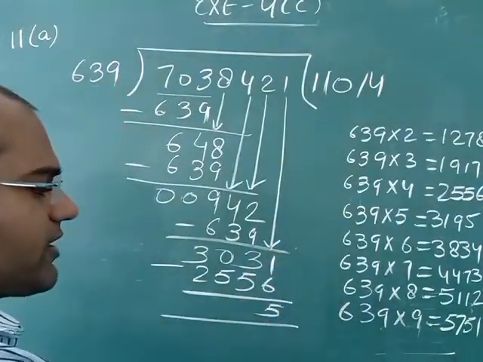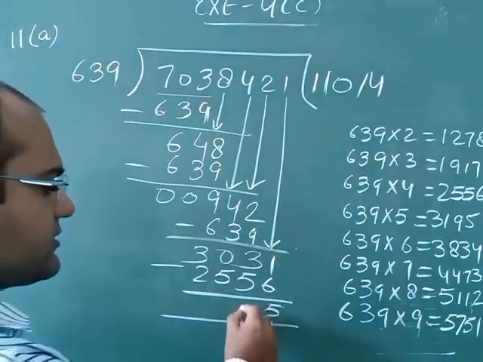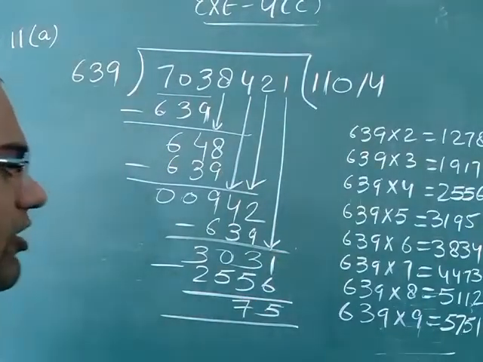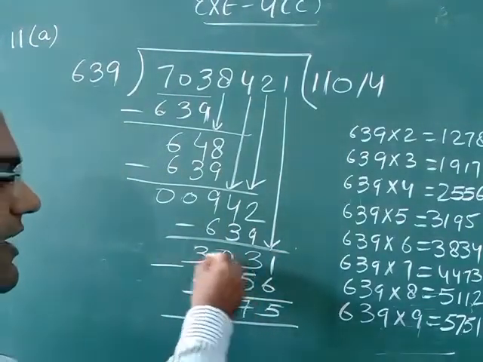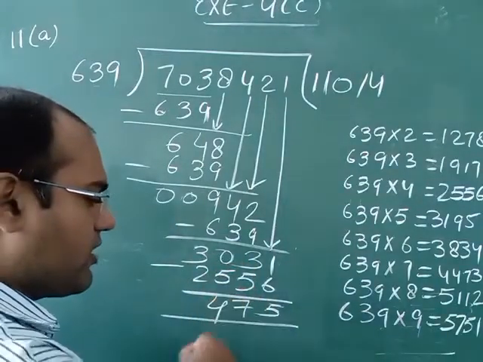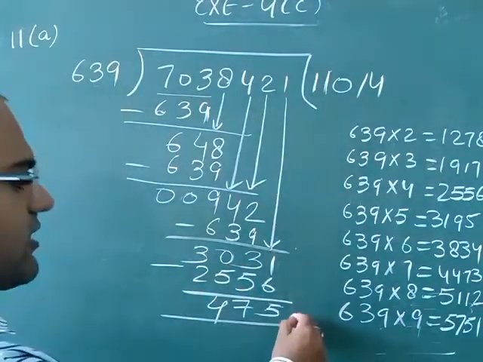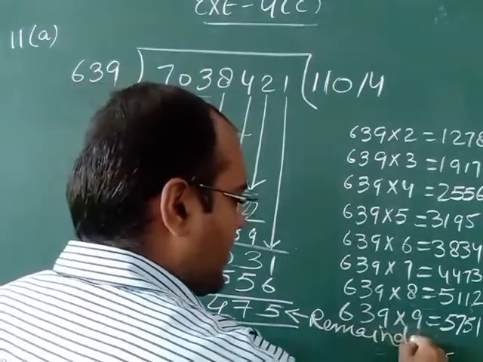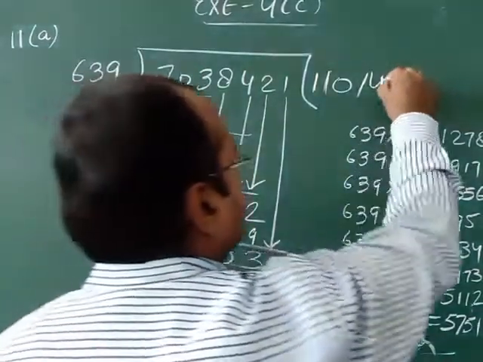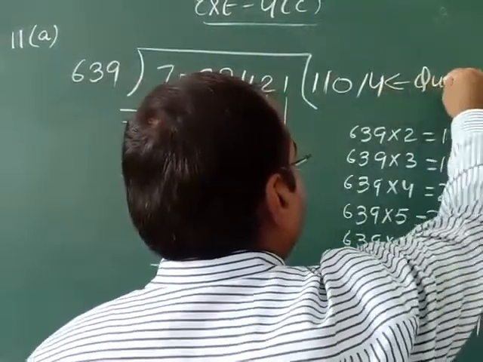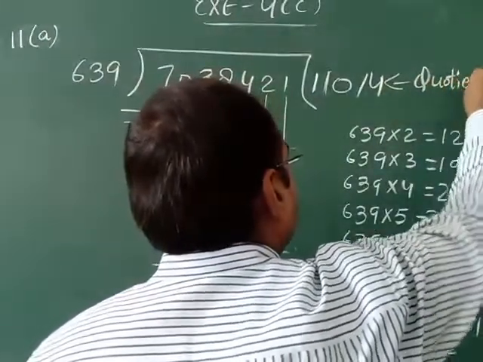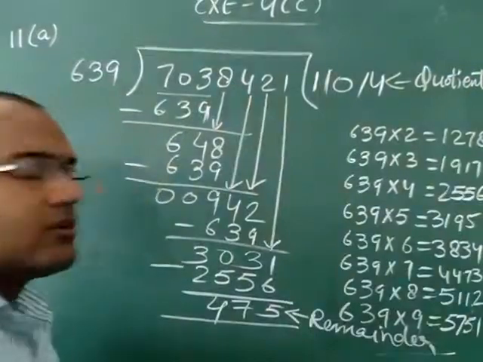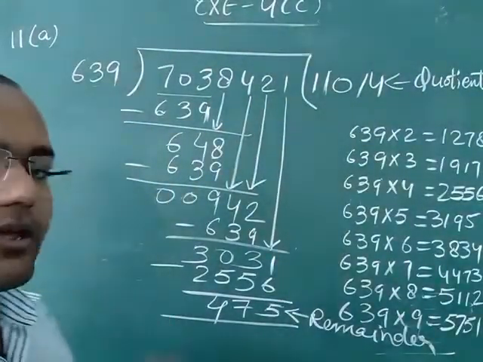12 minus 5 will be 7. And here in place of 30 it becomes 29. 29 minus 25 we will do, the answer will be 4. So this is the remainder. You will write it here: this is the remainder and this is the quotient. So like this you have to do question number 11.